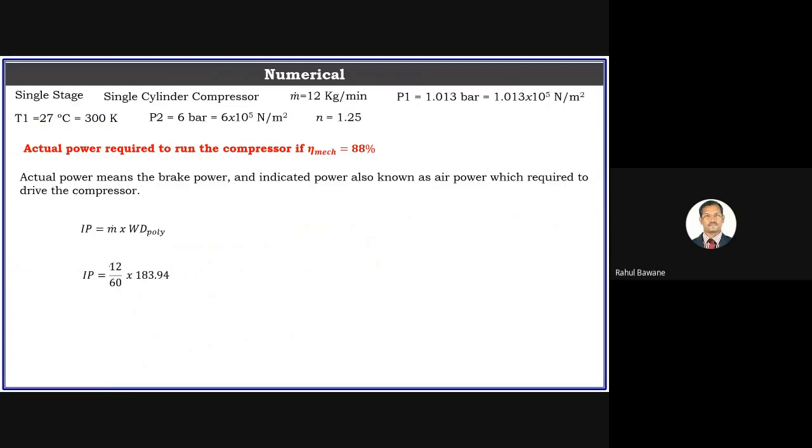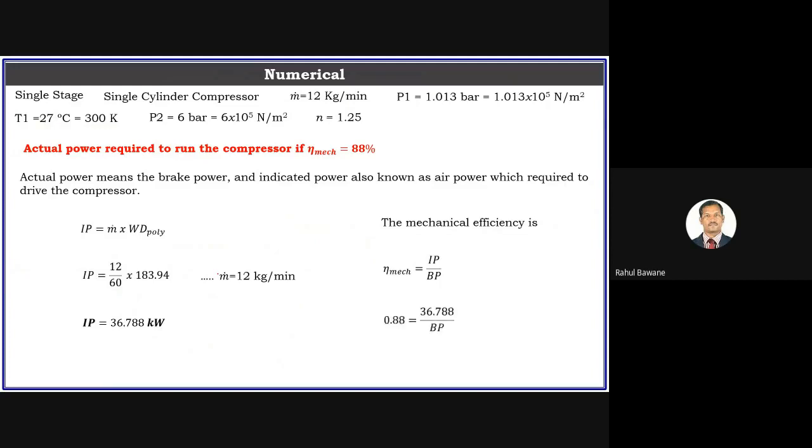The polytropic work done required per kg we just calculated: 183.94 kilojoule per kg. So here we have 12 kg per minute, that is 12 upon 60 kg per second. So indicated power is 36.788 kilowatt. This is the indicated power.